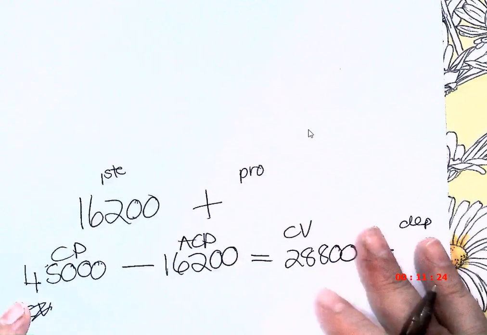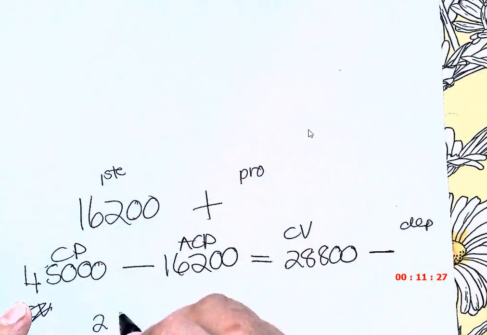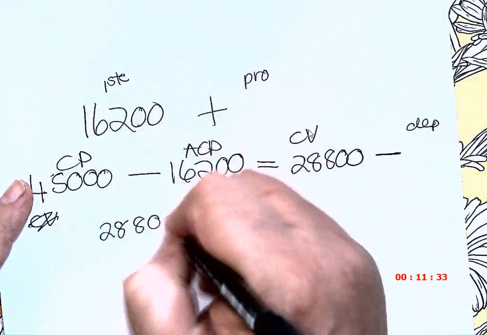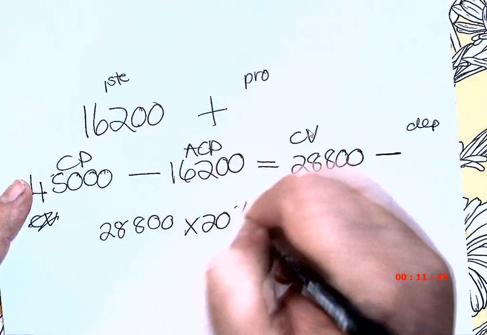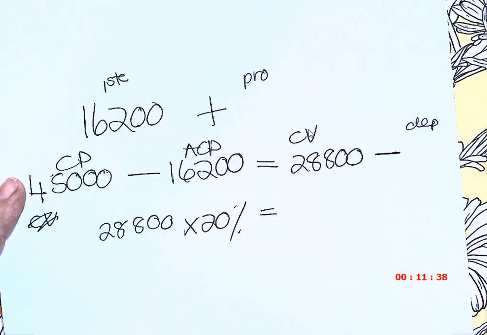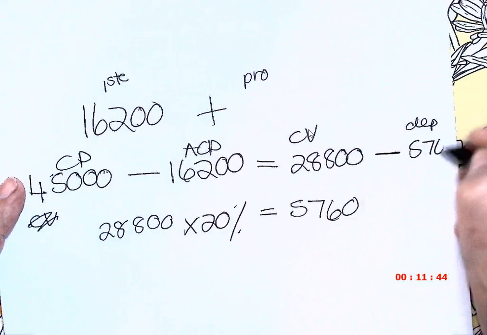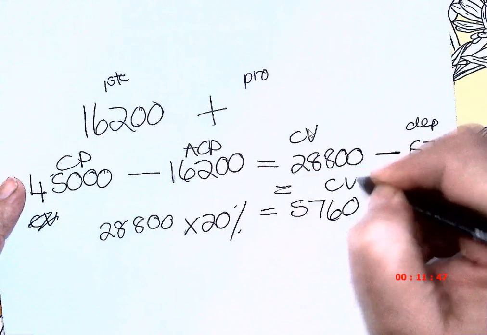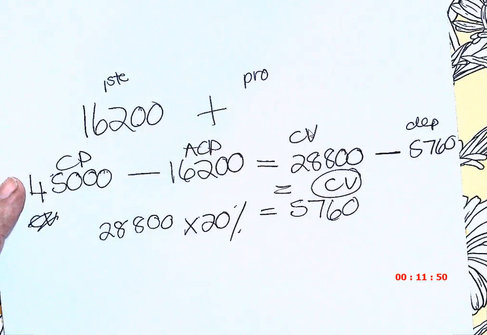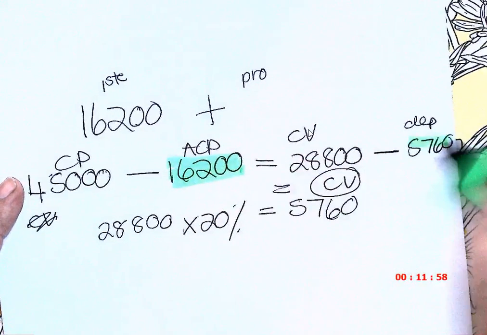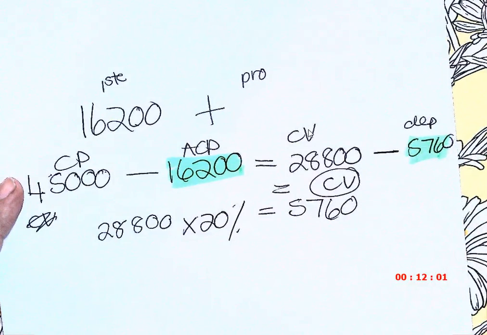Okay. But I still want to subtract the depreciation for this year. Okay? So how do I do that? They say the depreciation is on carry value. So it's 28,800 times 20%. And that gives me what? 5,760. Okay. And then I get the carry value of the asset that I sold. But we wanted to know what's the accumulated depreciation of the asset I sold. And it would be that 16,200 at the start of the year, and the 5,760 during the year. And that gives me the 21,960.